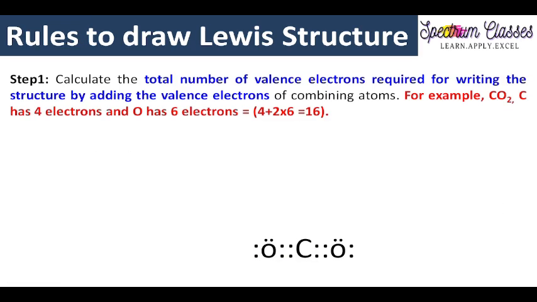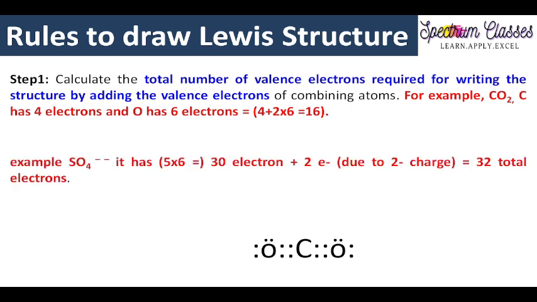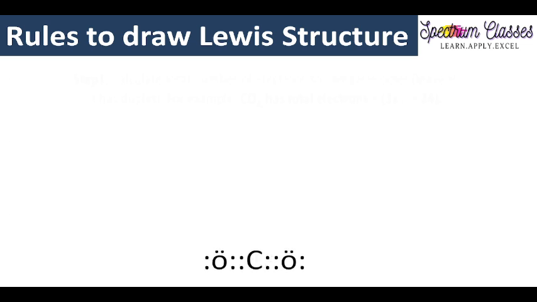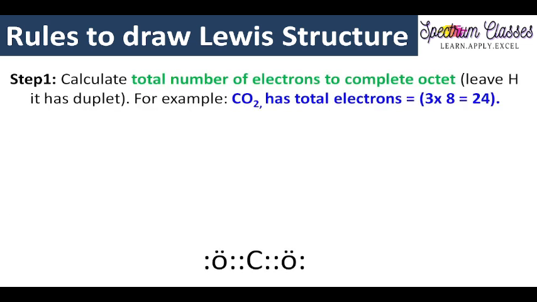Now the simple rules to calculate the number of electrons to draw the Lewis structure. These are a little theoretical, so I'm going to discuss them in this slide. Step number 1 is to calculate the total number of electrons needed to complete the octet. Here I'll tell you how we calculate this. This is our carbon and this is our oxygen. So 3 atoms are there and all 3 atoms are going to complete their octet.